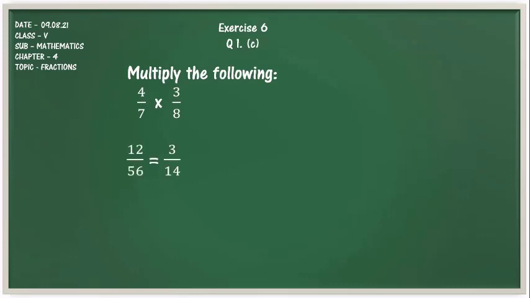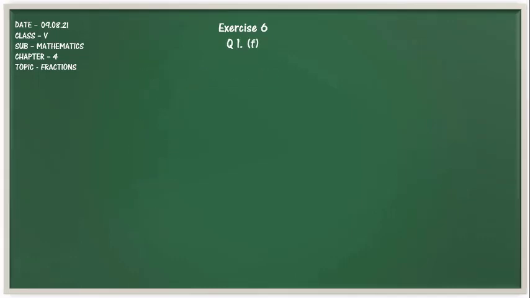So after multiplying 4 with 3, we got 12, and 7 with 8, we got 56. Thus the fraction which we got was 12 upon 56. Now our next step is to reduce it to the lowest term. After reducing this fraction to the lowest term, we got 3 upon 14, which is our answer.